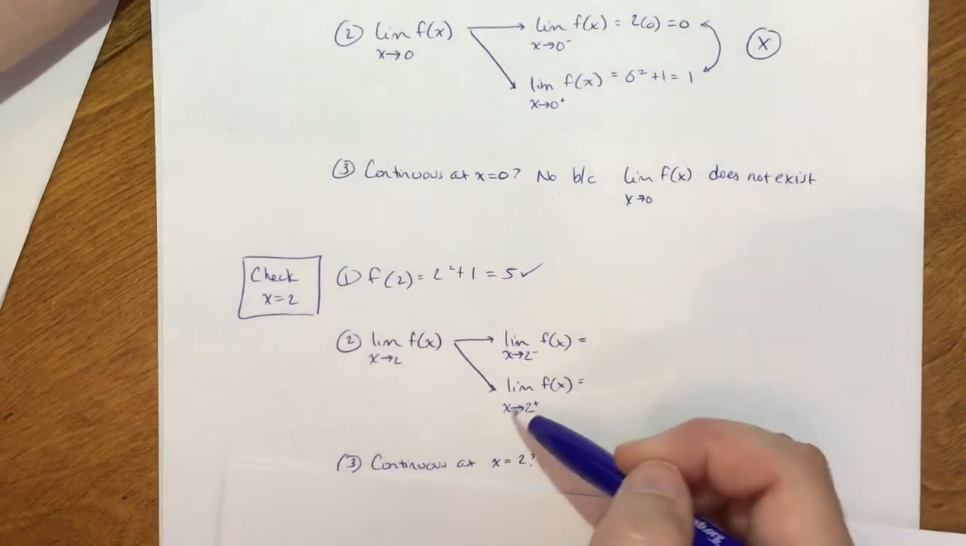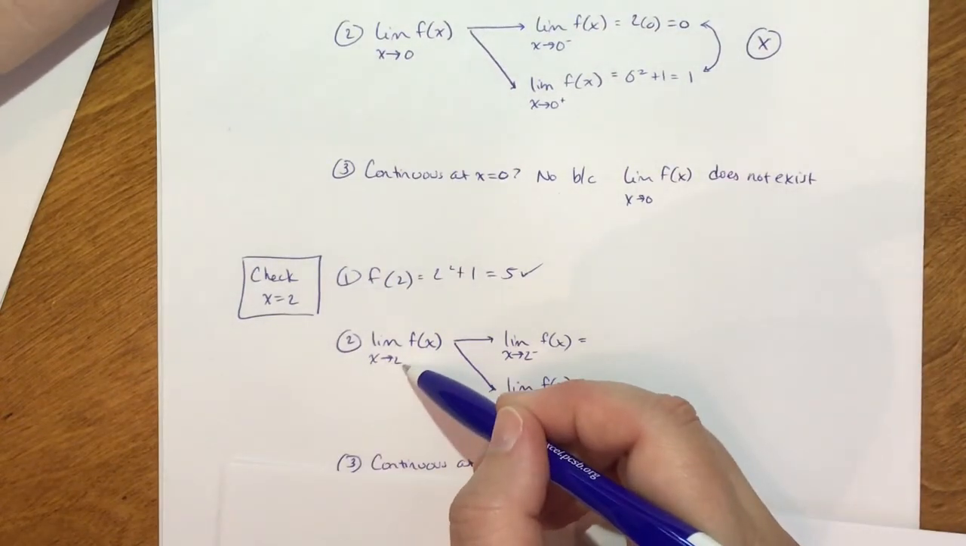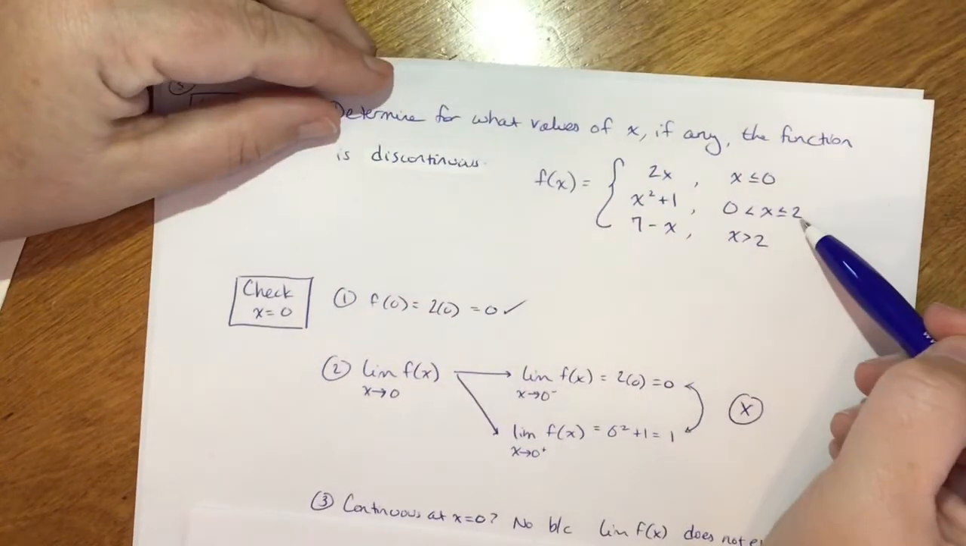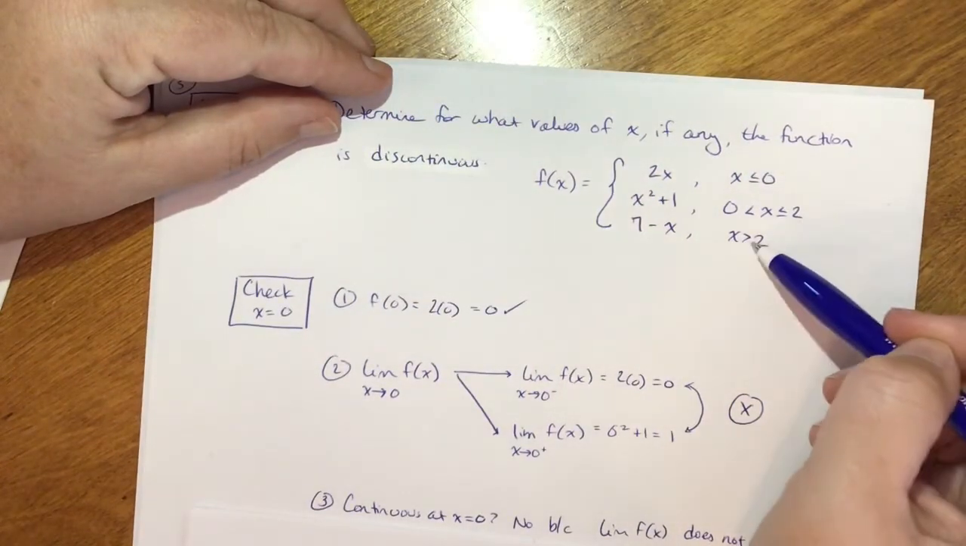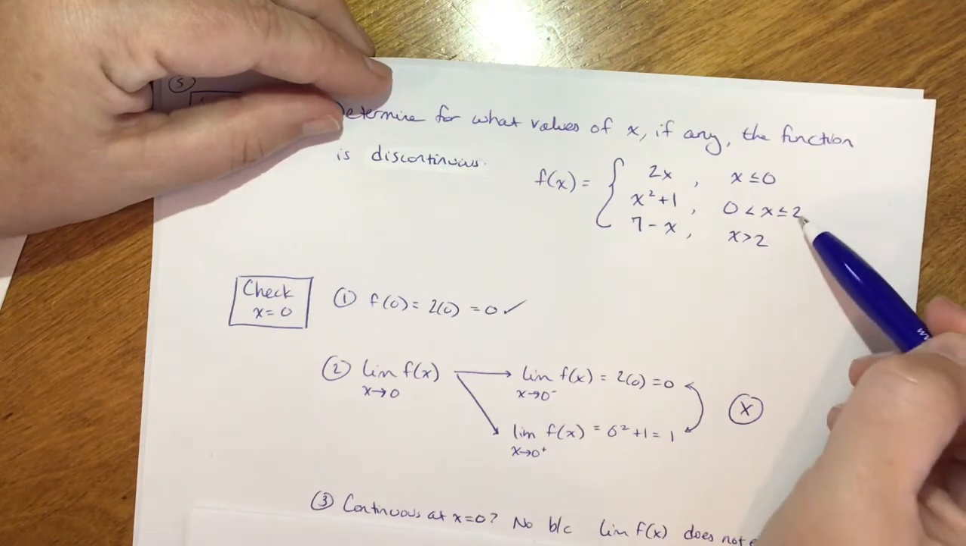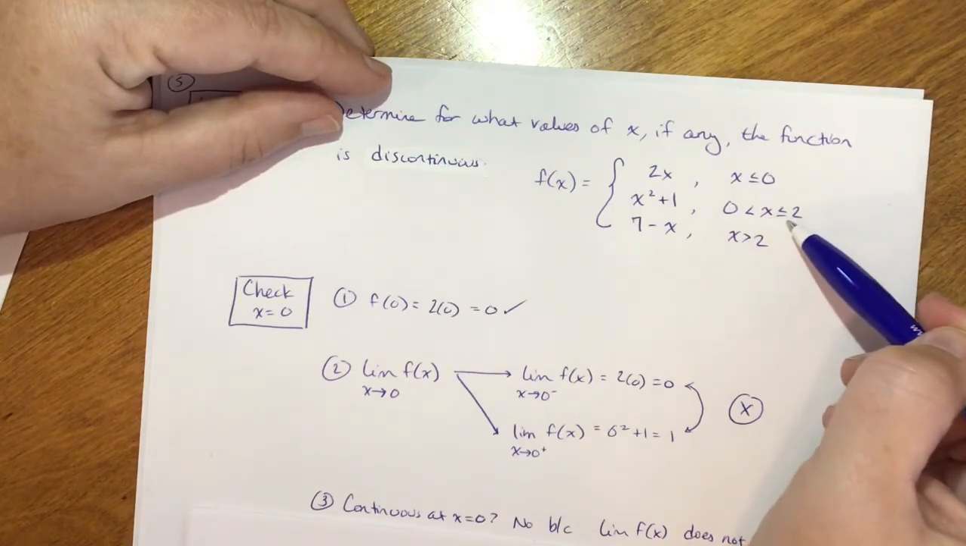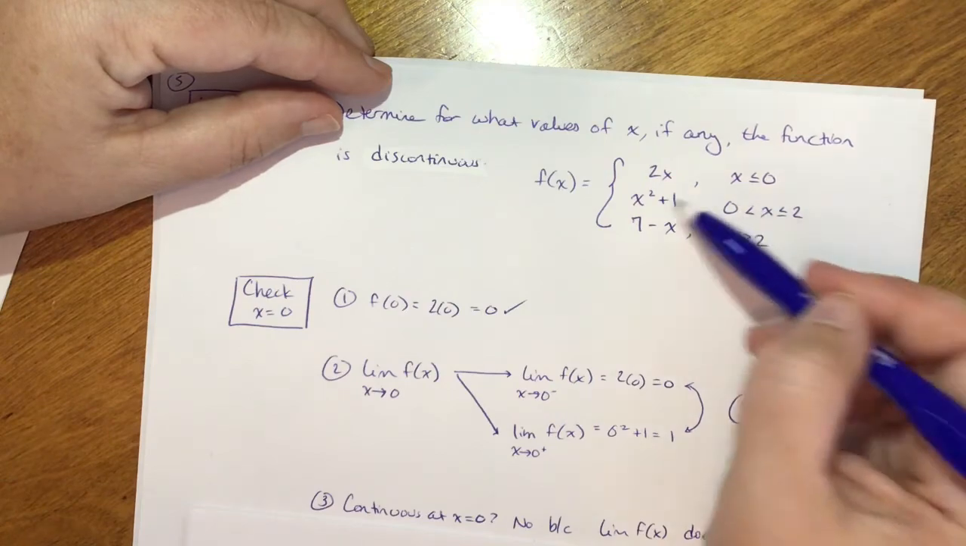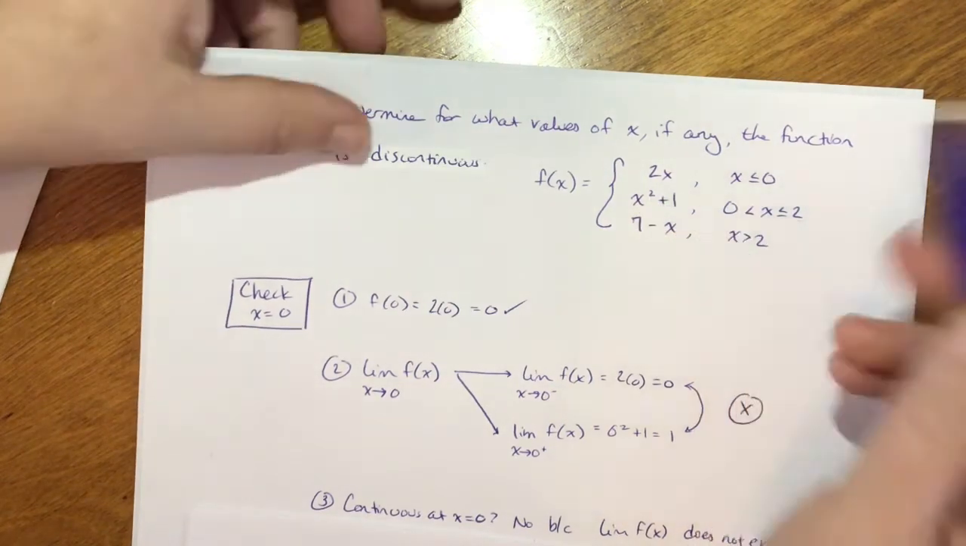The next thing I'm looking for is the limit as x approaches 2. Because 2 is a place where I'm jumping from one piece to another, I have to be careful to check the left and right hand limits and make sure that they agree. So the left hand limit, where x's are less than 2, that's going to happen right in here. So I'm on this piece, 2 squared plus 1.